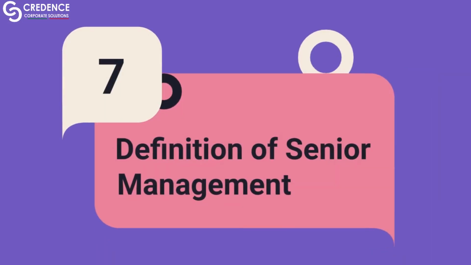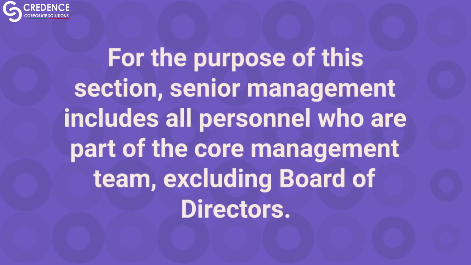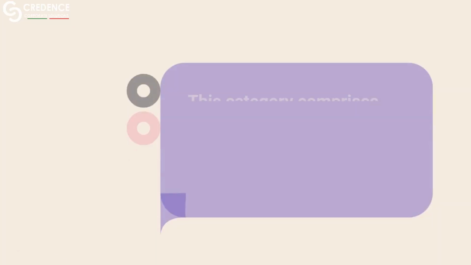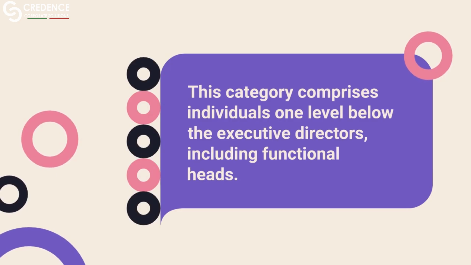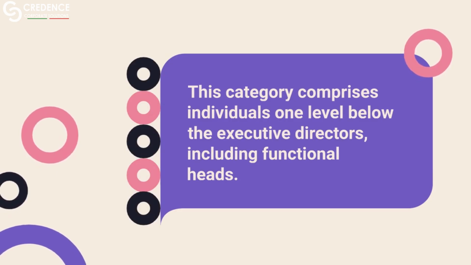7. Definition of senior management. For the purpose of this section, senior management includes all personnel who are part of the core management team, excluding the Board of Directors. This category comprises individuals one level below the executive directors, including functional heads.